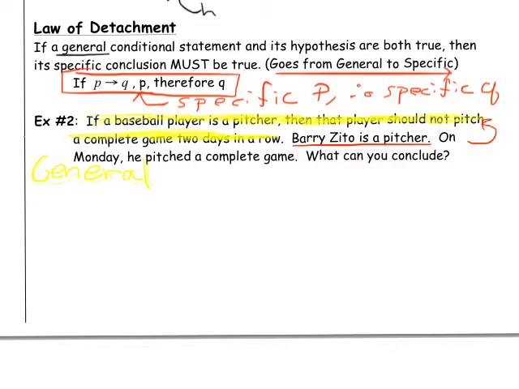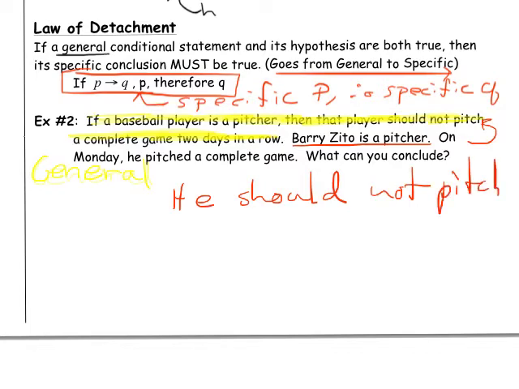Well, we can conclude that since Barry Zito is a pitcher, he should not pitch 2 days in a row, right? But it says he pitched on Monday, so we should say he should not pitch on Tuesday. And that's it. That's what we can conclude.